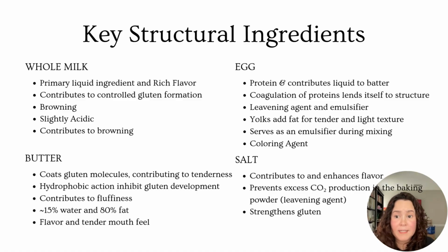Our egg provides some liquid and is a protein, and the coagulation of proteins lends itself to the structure of the muffin. Egg also acts as a coloring agent as the carotenoid pigments of the yolk add color to the light colored all purpose batter that we're using. Egg also acts as a leavening agent and emulsifier. The lecithin and lysolecithin found in the egg yolk are key compounds responsible for egg yolk acting as an emulsifying agent in our muffins.